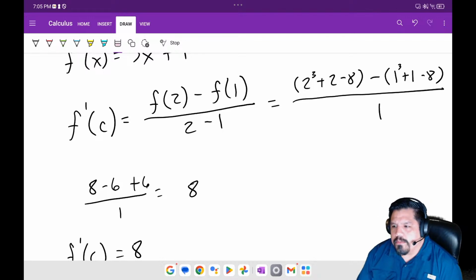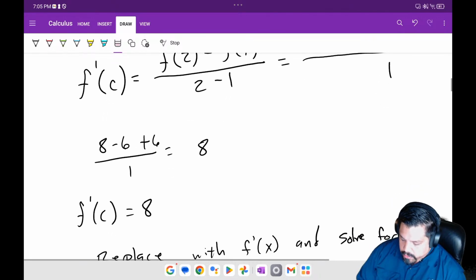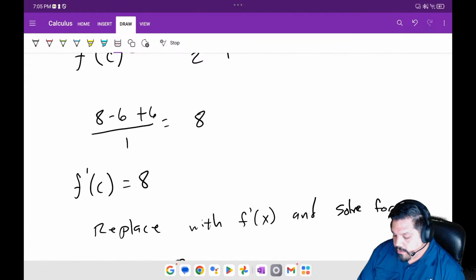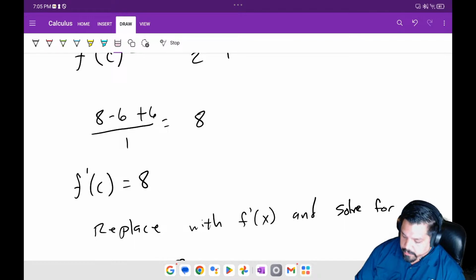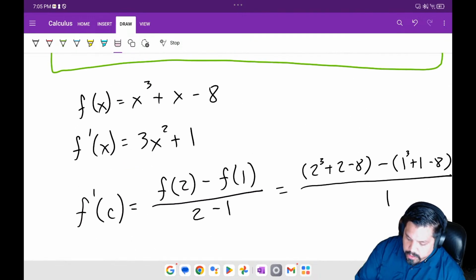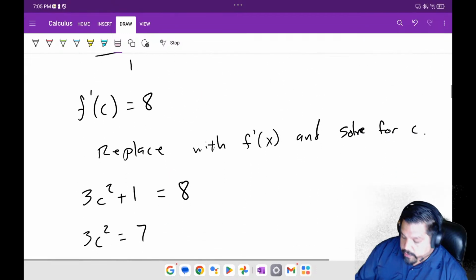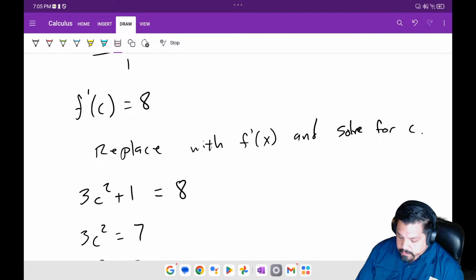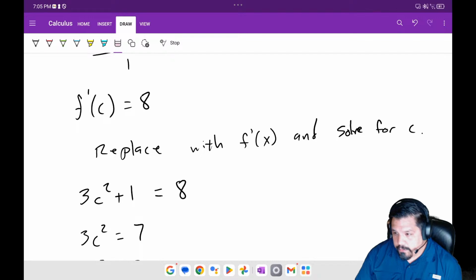Now what exactly does that mean? Well, that means that we can substitute in f prime of c is equal to 8. So we replace f prime of x and solve for c. Since we have f prime of x already, that's what we solved for here. We knew that it was equal to 3x squared plus 1. We'll set that equal to 8, replace f prime of x with f prime of c, and go ahead and solve for c.